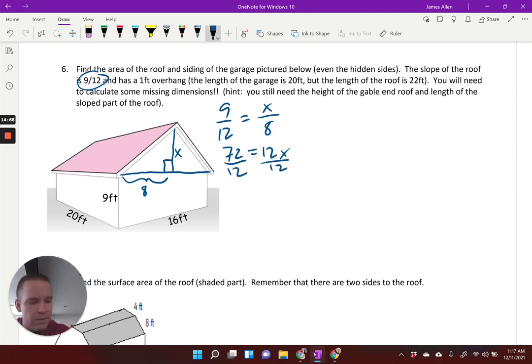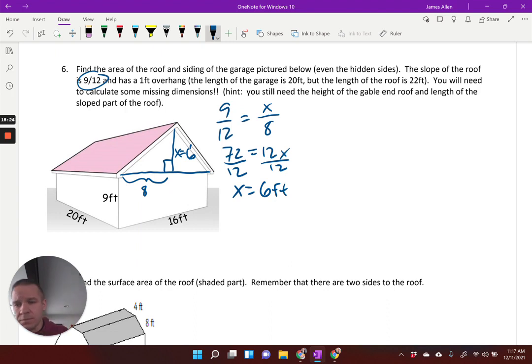I want to say this is going to be some kind of a decimal here. So 72 divided by 12 might be like 7.5 or something. 6, not a decimal. I can do math. That's right. It would be 6. All right. So x equals 6 feet. That's 6 feet. All right. Cool. So we got the height. I like that. So now I've got enough, it looks like, to figure out the area of all the sides, right?